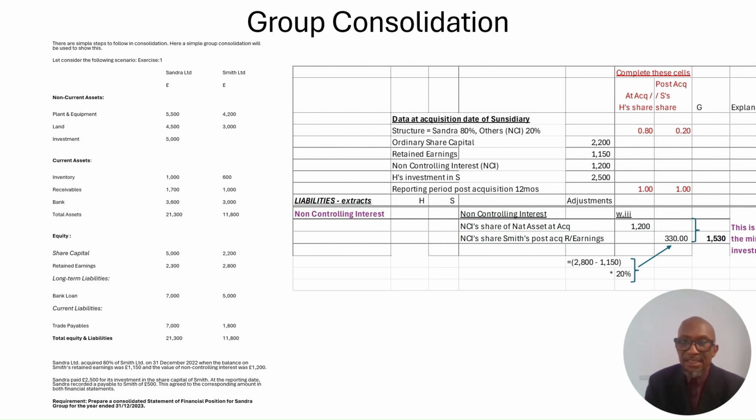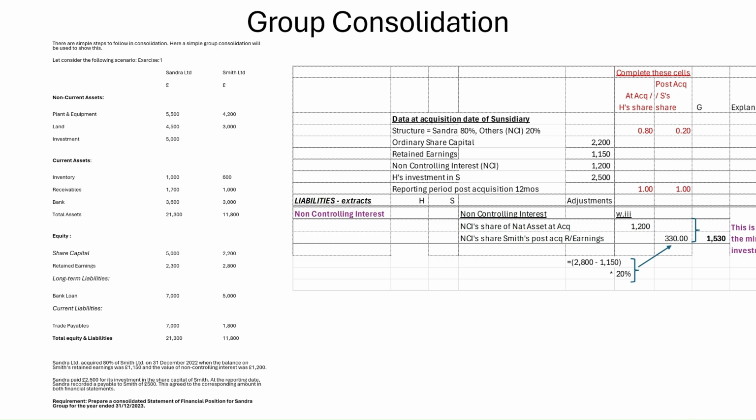Now, the next working you need to carry out here is the non-controlling interest. How do we do that? We know that at acquisition date, they have 1,200. So that's the pre-acquisition. Their NCI was 1,200 from the notes. Now, what's the post-acquisition element for NCI? It is the current reporting date retained earning less the pre-acquisition retained earning, and then apply the 20% of it to arrive at the 330 for S. That is the subsidiary minority interest.